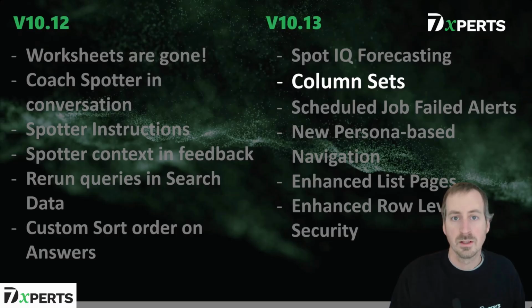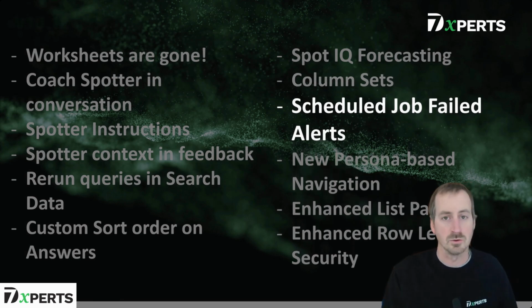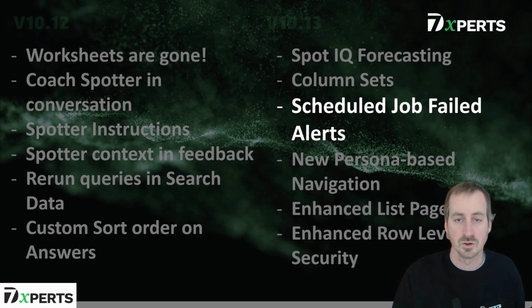Next, we have the ability now that if you've got a job that's been scheduled and it fails, you get an alert. A really basic one. I'm not going to demonstrate this because I don't have any scheduled jobs that are failing at present. But as you'd expect, all it means is that when that scheduled job does fail, you'll get a notification. It's just a little bit of a nicer user experience.